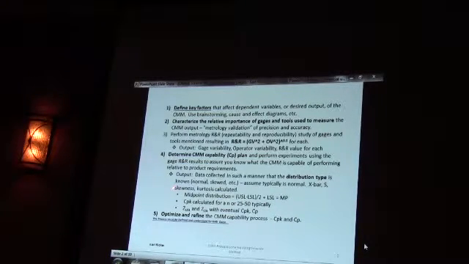And then lastly, when you get to that point, you want to optimize it. That means you do a variety of iterations to reduce the variation and increase the central tendency.